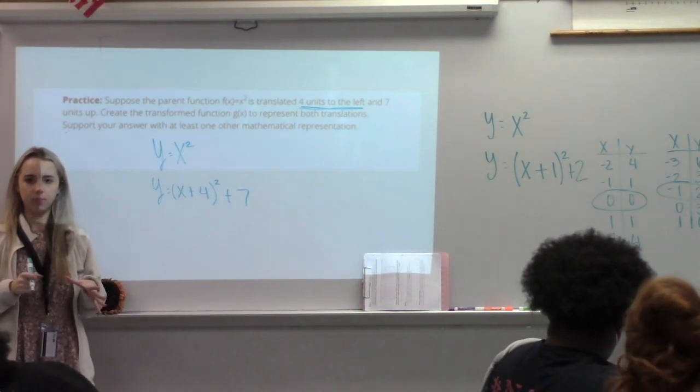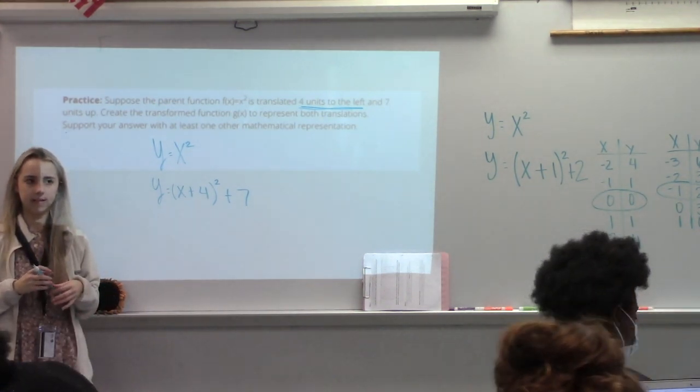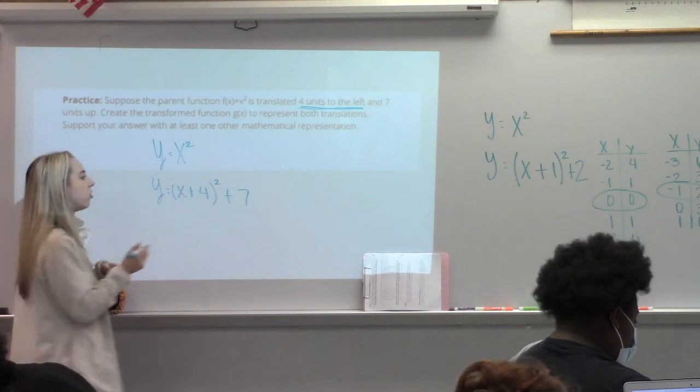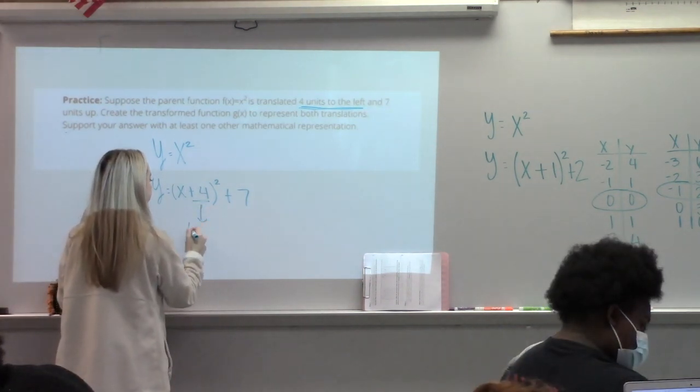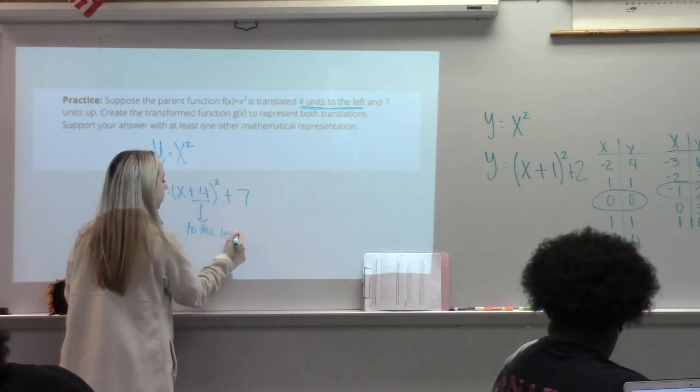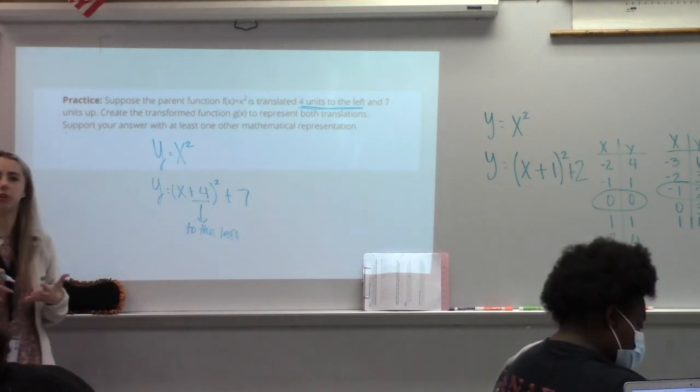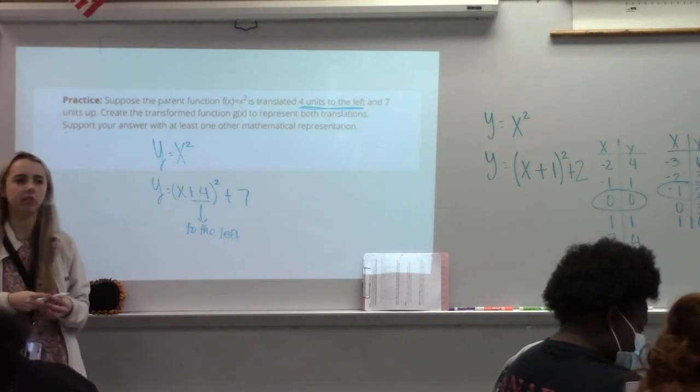Alright, hold on, time out. Let me write that down. Okay, write it down, circle the plus 4, or make notes, this is to the left. Tell yourself you're doing the opposite, like you're having trouble remembering these things.